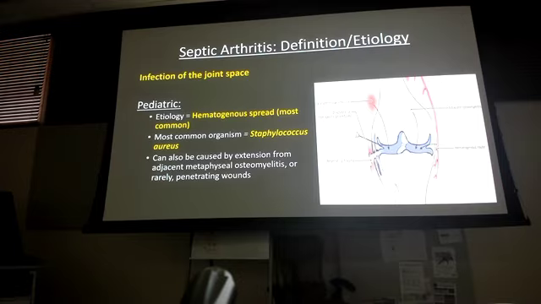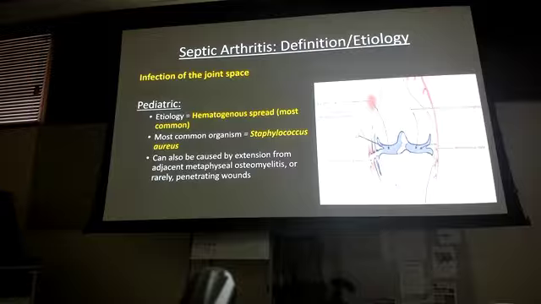Okay? So in pediatrics, again, underlined, what's the most common spread? Hematogenous spread. Okay? Most common organism, again? Staph aureus. And there it is. It can be caused by adjacent metaphyseal osteomyelitis or rarely penetrating wounds. So in kids, normally it is contiguous spreading up the bone. It gets to the joint and now goes from osteomyelitis to potentially septic arthritis if it started with osteomyelitis.